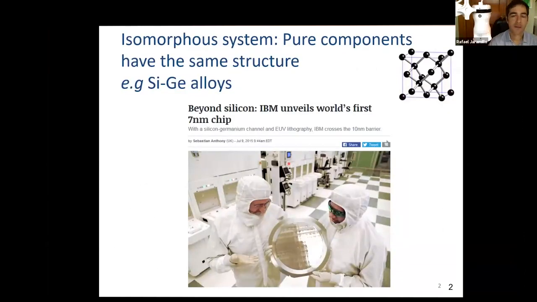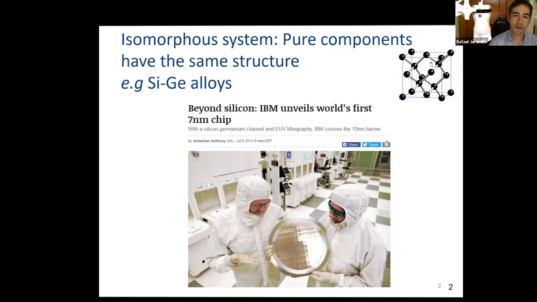Some definition here, isomorphous system. So now we're getting away from sugar water. We're going more towards solids that are more in line with the core of DMSE. Isomorphous systems means systems for which both pure components have the same crystal structure. So that's a definition. An example we like in DMSE is silicon germanium, because silicon germanium is an isomorphous system and it's one that DMSE has played a major role in developing. Silicon and germanium both have this diamond cubic crystal structure.